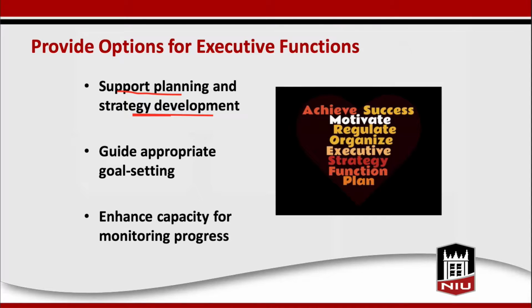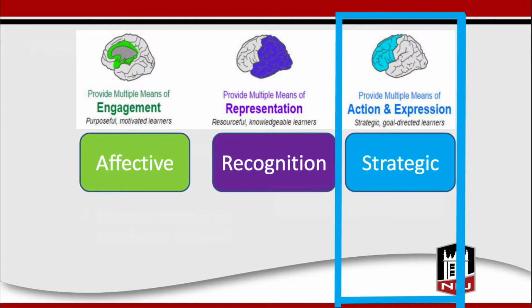When we talk about the neural networks, the universal design for learning concepts are based upon those neural networks. And when you saw the 3 different universal design concepts, you saw that a different part of the brain was highlighted. Those are the neural networks that are connected with the universal design for learning. So you can see that for the action and expression that we're discussing today, this is the part of the brain that we're focusing on.